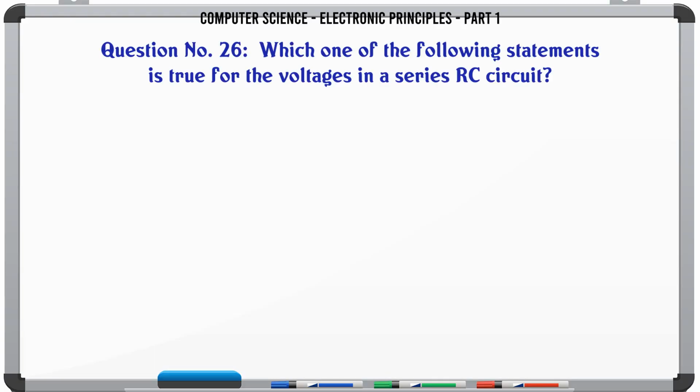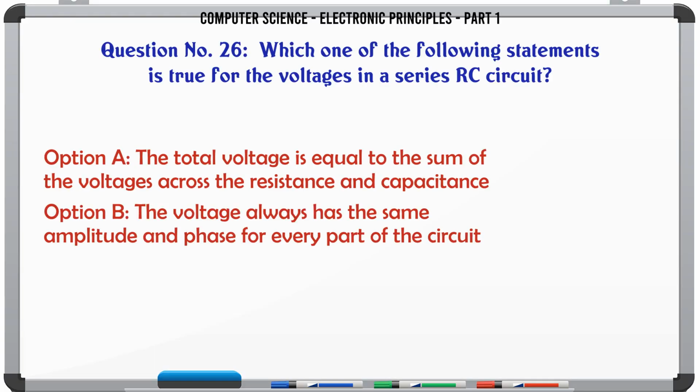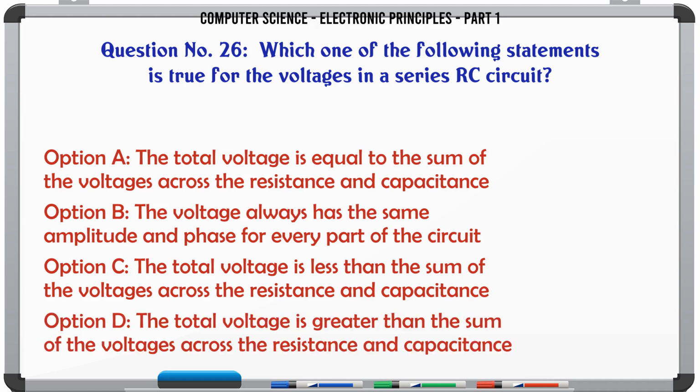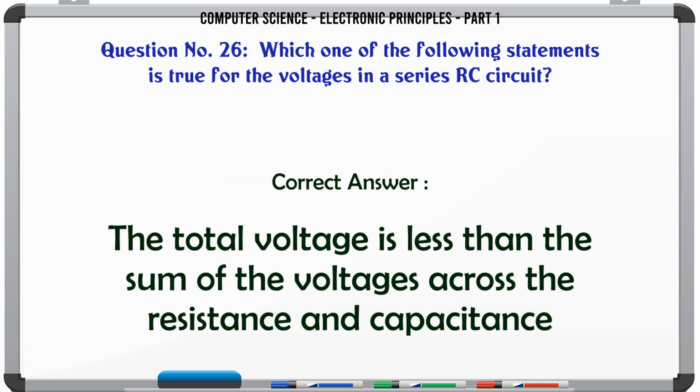Which one of the following statements is true for the voltages in a series RC circuit? A. The total voltage is equal to the sum of the voltages across the resistance and capacitance. B. The voltage always has the same amplitude and phase for every part of the circuit. C. The total voltage is less than the sum of the voltages across the resistance and capacitance. D. The total voltage is greater than the sum of the voltages across the resistance and capacitance. The correct answer is: the total voltage is less than the sum of the voltages across the resistance and capacitance.